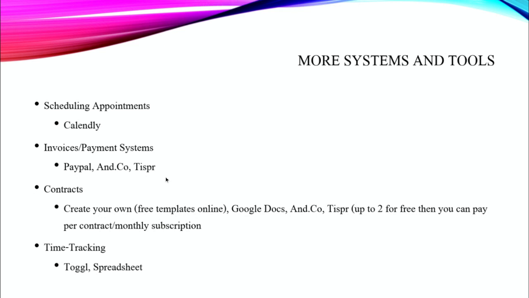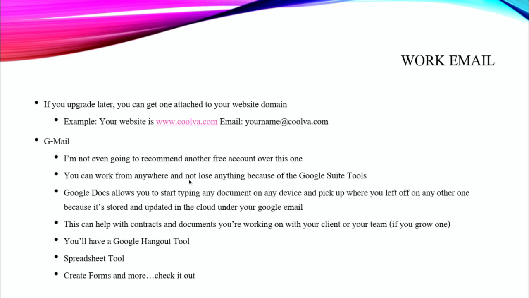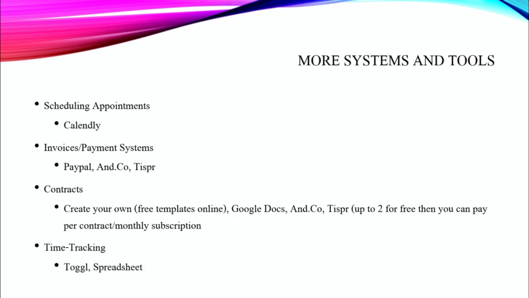Tisper, this is another one. This one you'll probably see in a few of these here because they offer several things. They offer you being able to track your time. They offer setting up contracts. They have, what do you call it, a thing where you can kind of set what tasks you want to do. So it's another project management tool as well. They also have the option for setting up invoices.